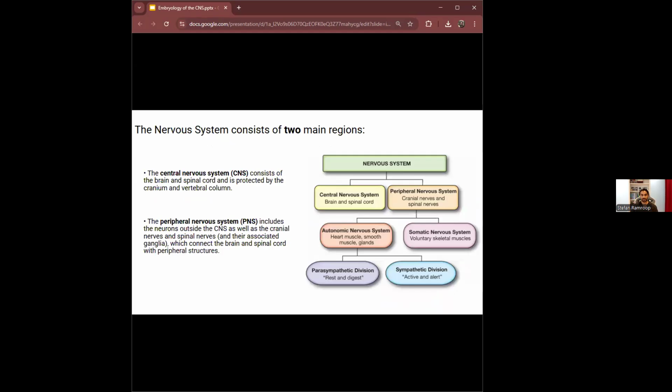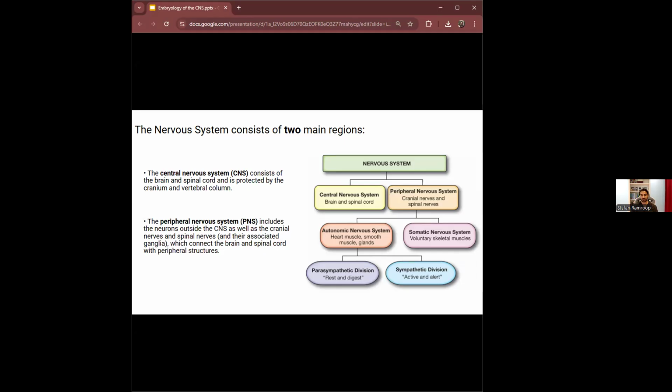So before we dive further, I just want to establish the difference between the central nervous system and the peripheral nervous system. So the central nervous system comprises your brain and your spinal cord, and these are protected by your cranium and your vertebral column. They're basically your command and integration centers of the body.